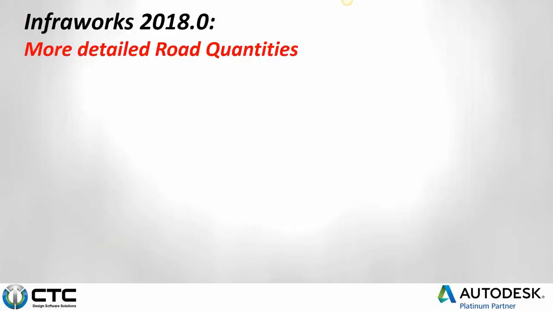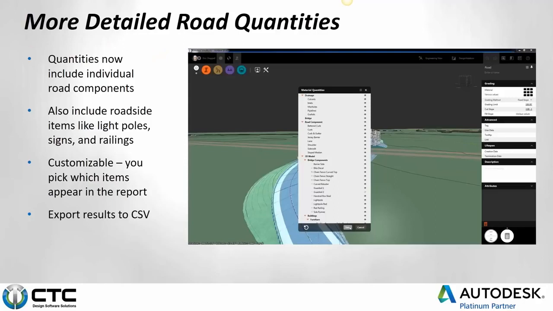More detailed road quantities. Third topic. We can now get more information from our road in Infraworks than just earthworks cut fill. We now have the capability to include other components of the road. Is there curb? Is there a shoulder? Is there a jersey wall? Is there a guardrail? If there's a bridge in my road, it will give me information about the bridge. How many girders are there? How many columns are there? What are the grades of the girders? And things like that. And you can see some of the information in here.